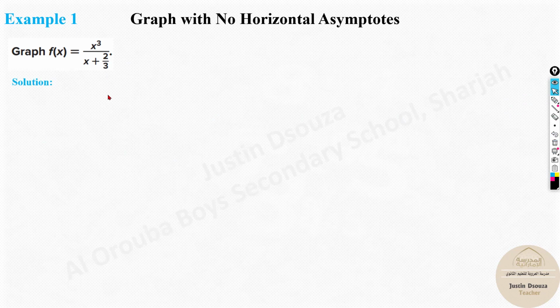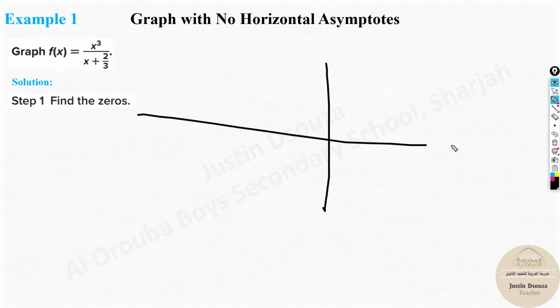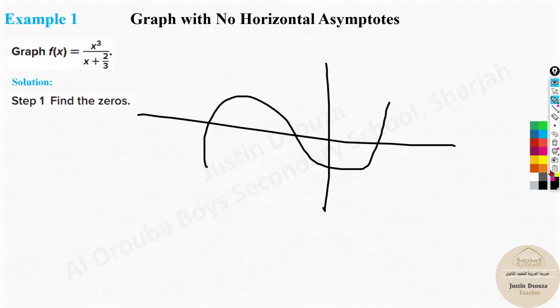So now what do we do? See, the steps are very simple. Find the zeros. What does zero mean? A zero is a solution of the graph. Imagine we have a graph like this. What are the zeros? Zeros mean x-intercepts, wherever the graph touches the x-axis. This one, and this one. All these are the zeros.